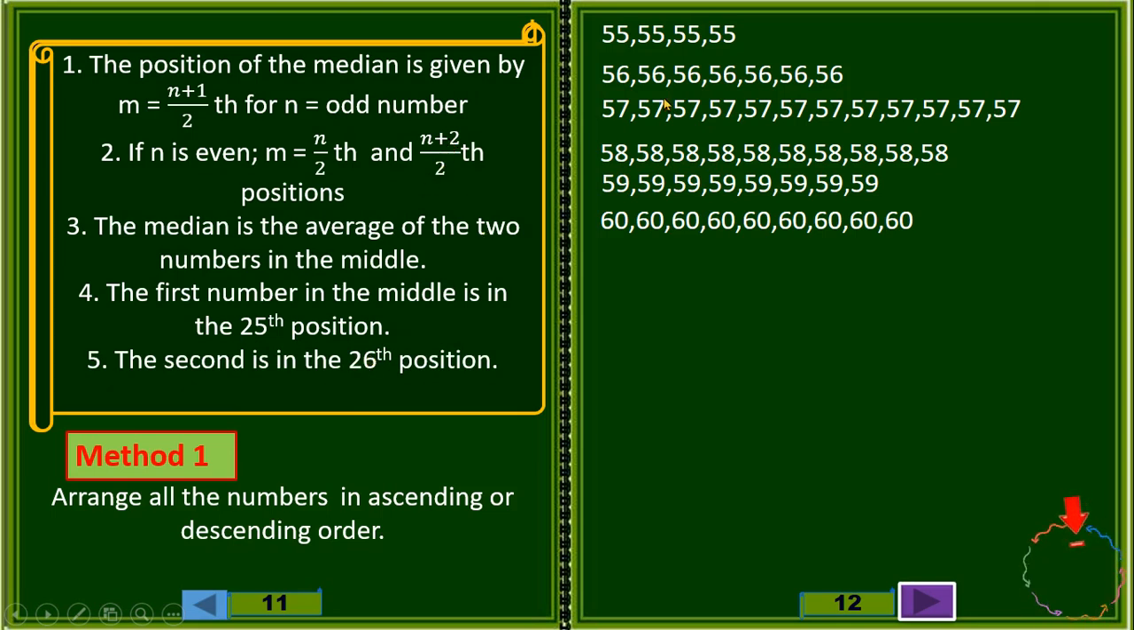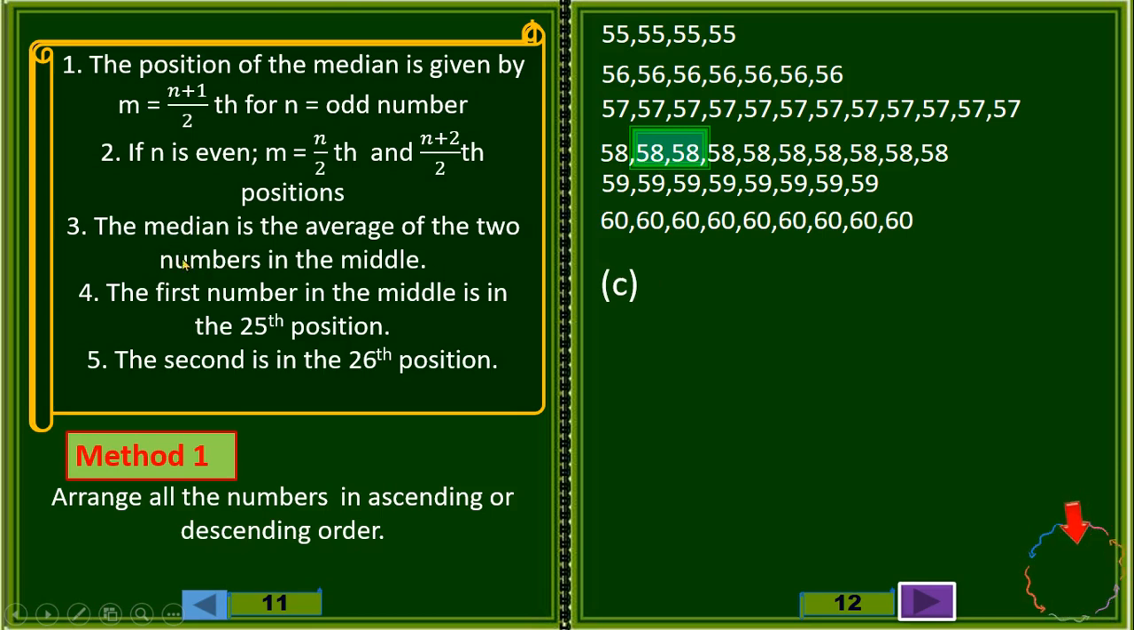So we're now going to count. Here we have 4 numbers: 5, 6, 7, 8, 9, 10, 11, 12, 13, 14, 15, 16, 17, 18, 19, 20, 21, 22, 23, 24, 25, the first number in the middle, 26, the second number in the middle. So therefore the two numbers in the middle for this particular question are 58 and 58.